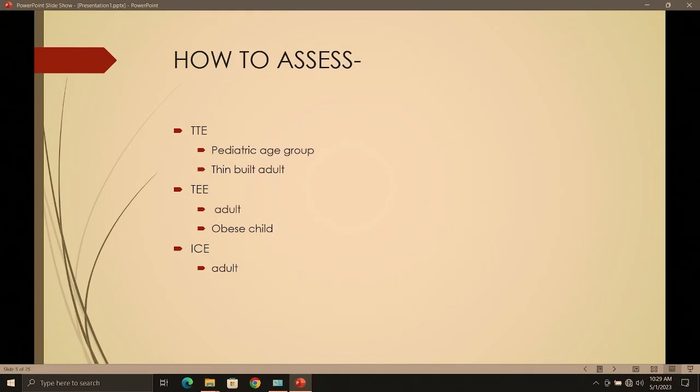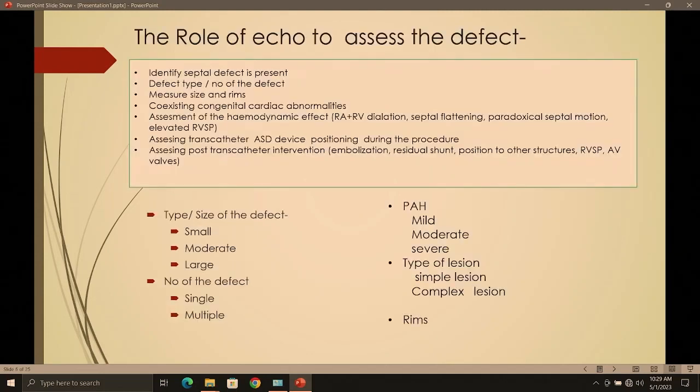So, how to assess the secundum ASD for device closure? By transthoracic echocardiography for both pediatric patients and thin-built adult patients, and transesophageal echocardiography for adults and obese children, and sometimes with intracardiac echocardiography for adults, but it is not available in Bangladesh.